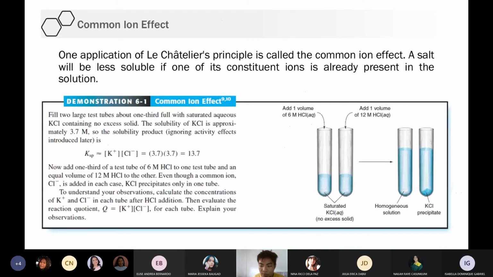This will be discussed in the laboratory. So, this is the common ion effect. This is an application of Le Chatelier's principle. This is also commonly used for salts, for ionic species. The idea here, let's read: a salt will be less soluble if one of its constituent ions is already present in the solution. Okay, so suppose we have this equation.